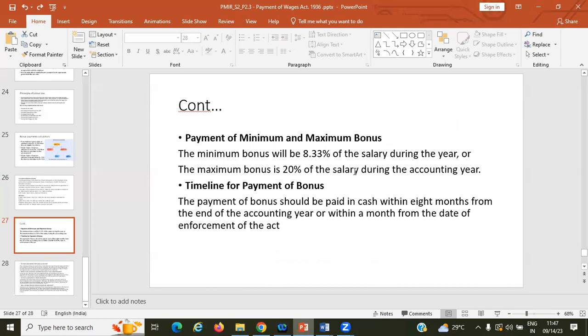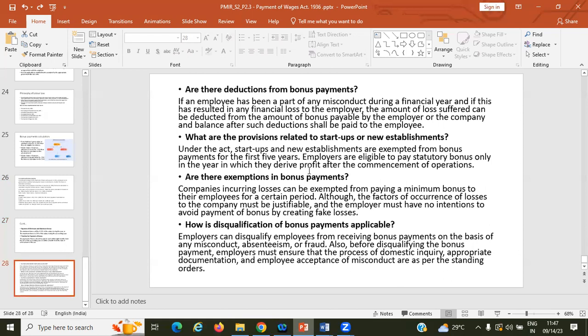You can remember this percentage and these timelines. Then we have some questions. I am going to share this, so you can remember this. The deduction from the bonus payment. What are the provisions related to startup or new establishment? Are there exemption in bonus payment? How is disqualification of bonus payment applicable? Some possible questions may come.